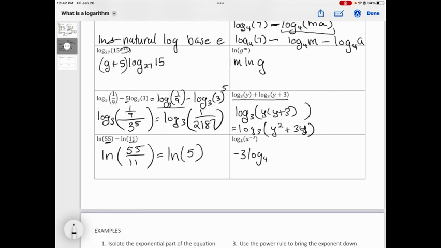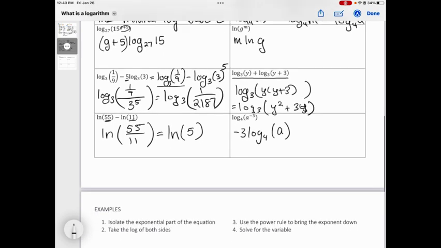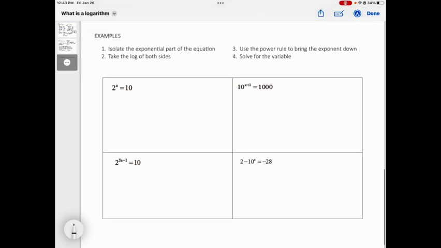So I have -3 times the log base 4 of a. So now that we practiced some of our properties, let's now apply that to solving some very basic exponential equations.